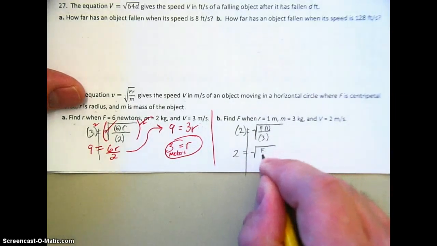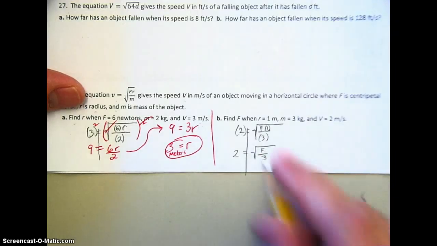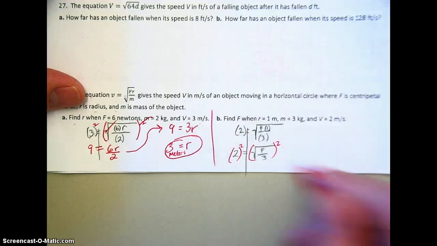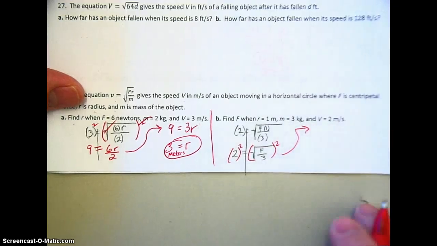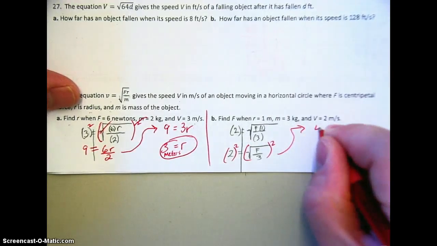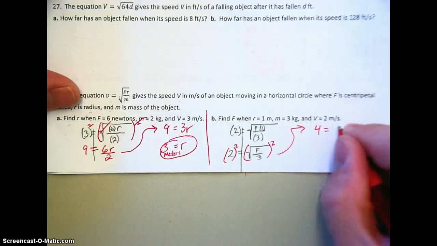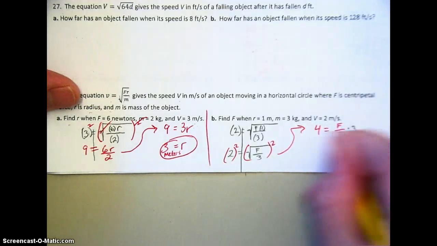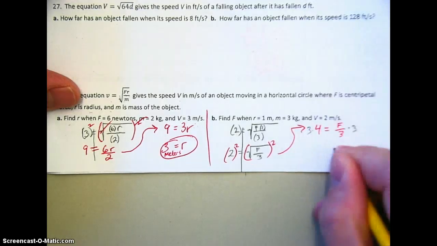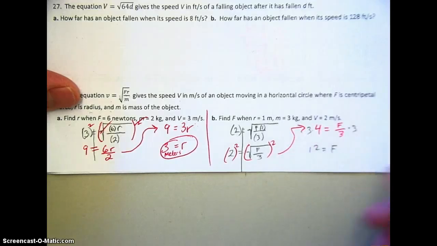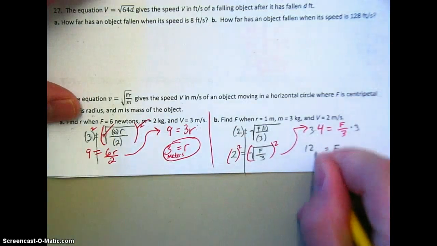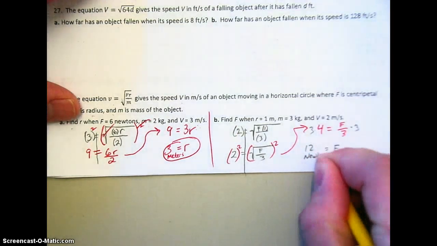We need to get rid of that radical by squaring both sides. That ends up giving us 4 equals F over 3. Now we multiply both sides by 3 and we get F equals 12. Force is measured in what? Newtons. 12 newtons.